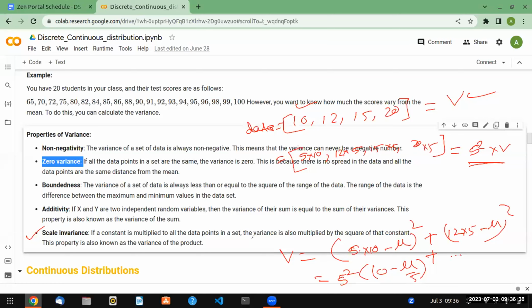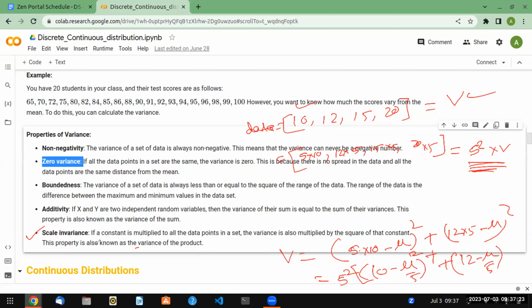Now just a minute, guys. Am I doing the wrong mathematics here? The variance is also multiplied by the square of that constant. This property is known as variance of the product. So actually, I think the variance we get is multiplied by 5 into 5 square. Mathematically, if we take 5 as common, in place of 10, there will be only 2, sir, I think.